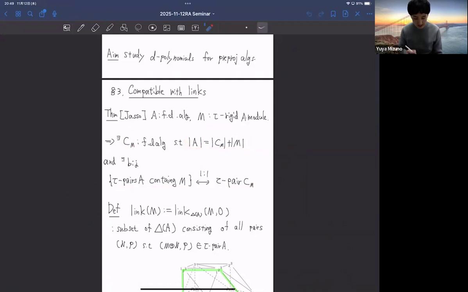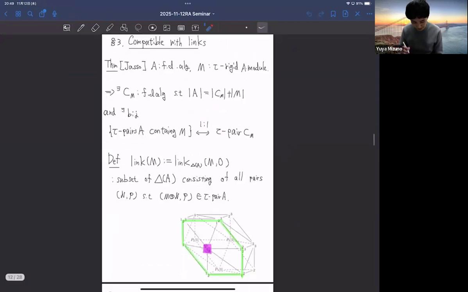If we describe this algebra by its quiver, the number of vertices is smaller than that of the original algebra A. So this is a simpler algebra. And this theorem says the tau-rigid pairs containing M can be controlled by such small algebras. By using this result, we can describe this in terms of simplicial complexes.